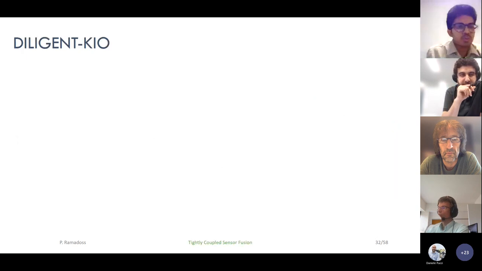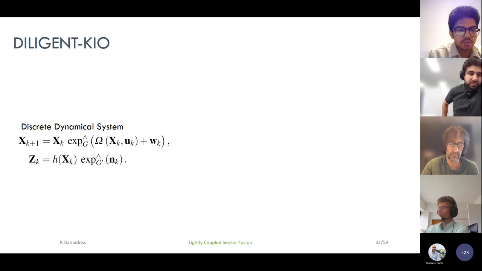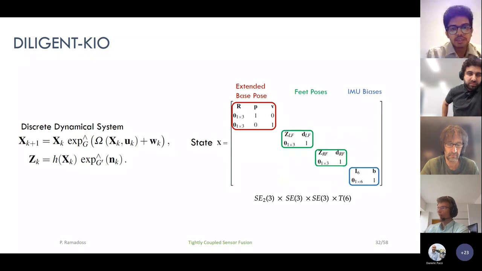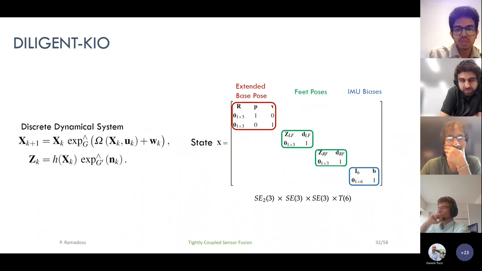So we propose DILIGENT-KIO, which stands for discrete Lie group extended Kalman filter for kinematic inertial odometry, where we want to estimate the base state, which consists of base rotation R, position P, and velocity V, expressed as a group of extended base poses. And we also want to estimate the foot poses, which are expressed as a group of rigid body transformations, while the IMU biases affecting the IMU measurements are expressed as a group of translations.